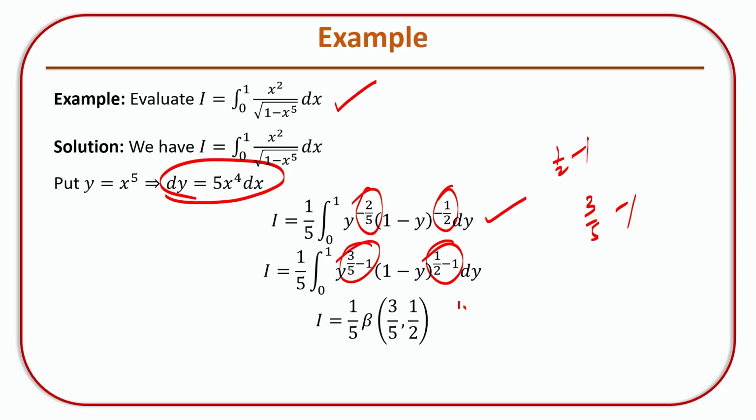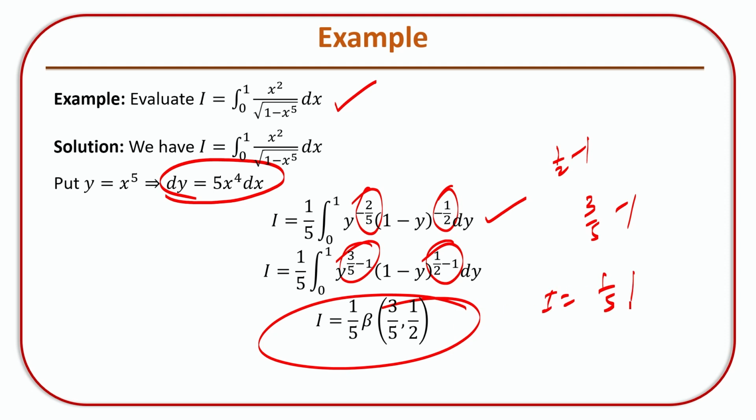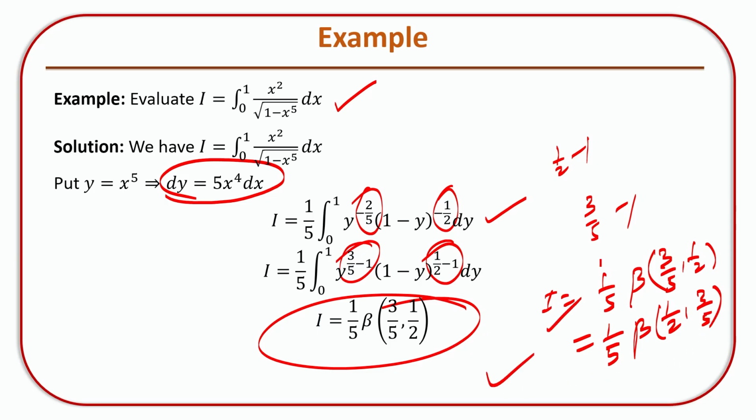So now you don't need to evaluate this function directly, but this integral is in the beta function form. It is nothing but 1 by 5 beta(m,n), that is equal to 1 by 5 beta(3/5, 1/2). And this answer can also be symmetrical, so this can be written as beta(1/2, 3/5). Both are exactly the same answer, and both are true.